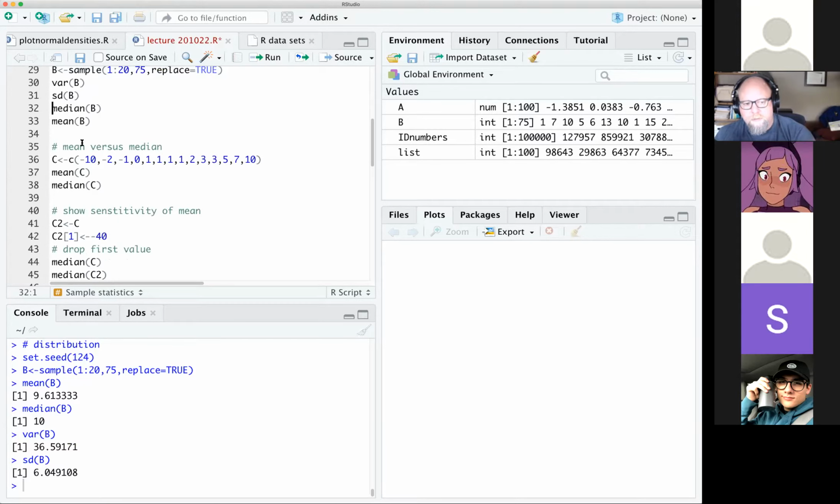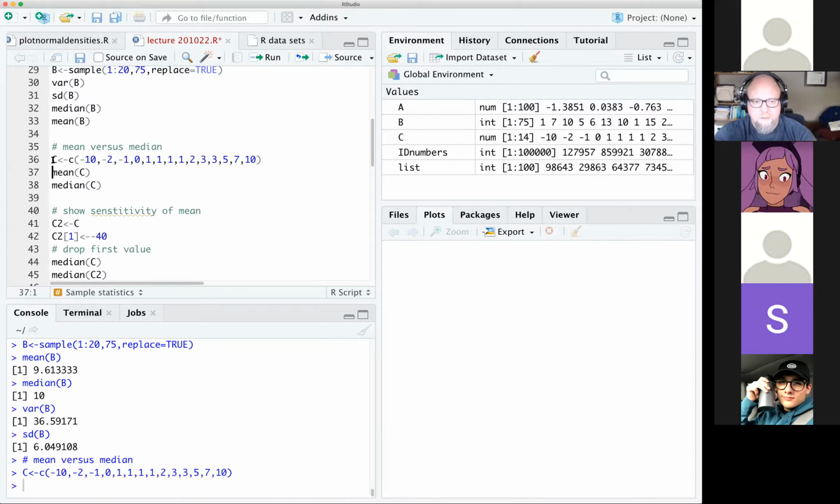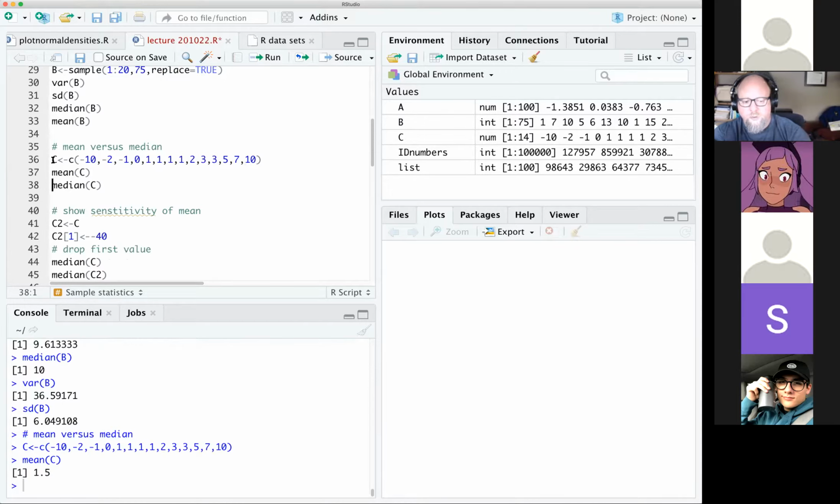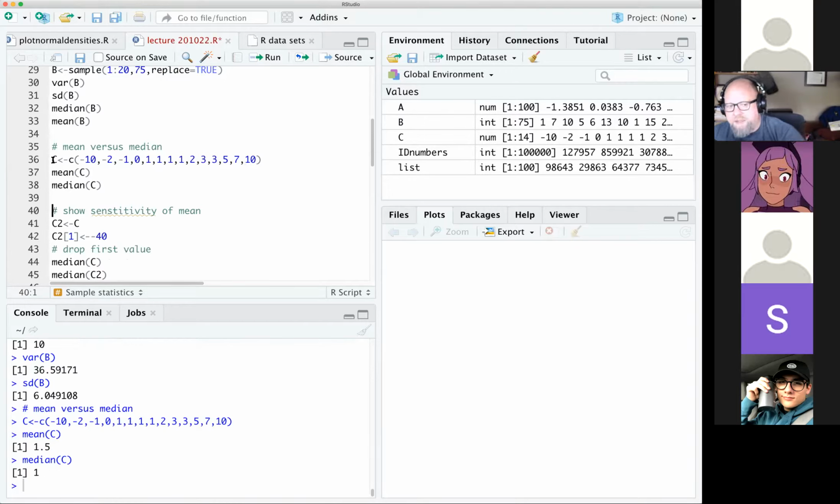So let's look at this example here. I've got an explicit data set here. Here's the numbers in my data set. Some numbers are repeated. I'm calling the data set C. The mean is 1.5 and the median is 1. They're not exactly the same, but you could say, oh, they're close to one another.